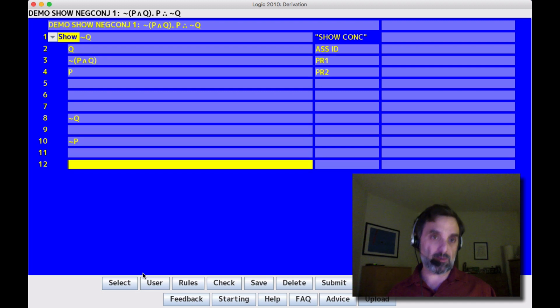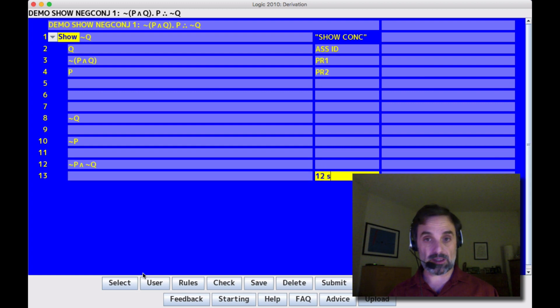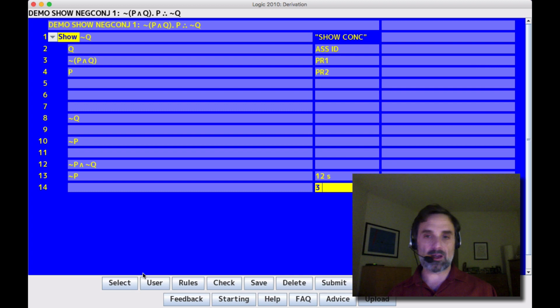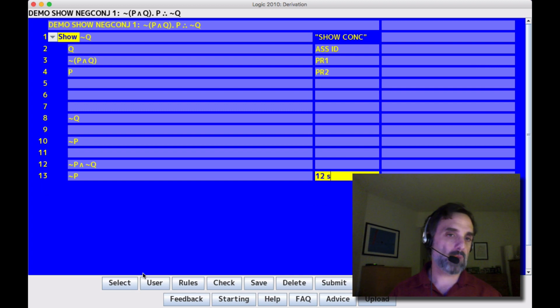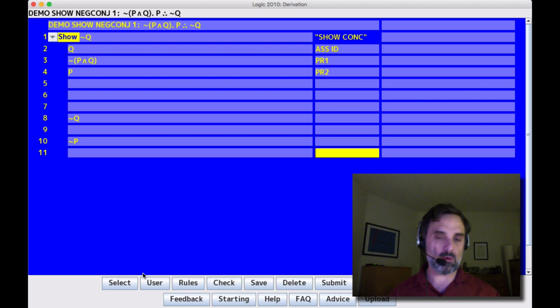What would tell us that they're both false is that. And we could apply simplification to this, right? Because it's a conjunction. But we can't apply simplification to 3 because it's not a conjunction. Okay. So it's not clear where we get not Q or not P from.